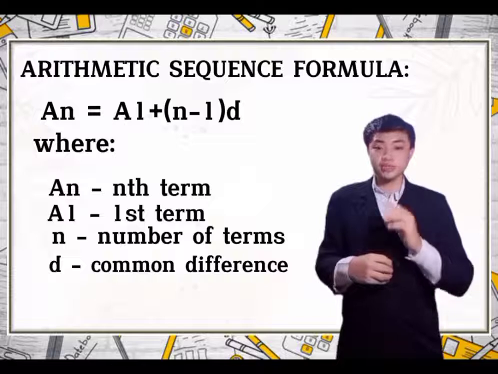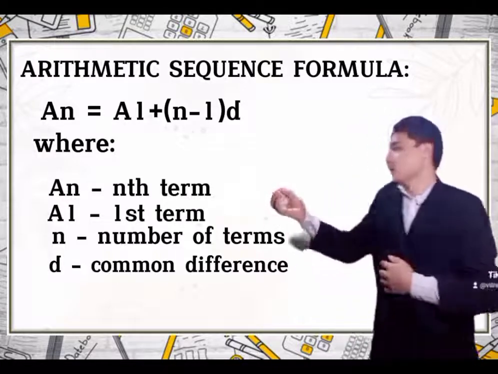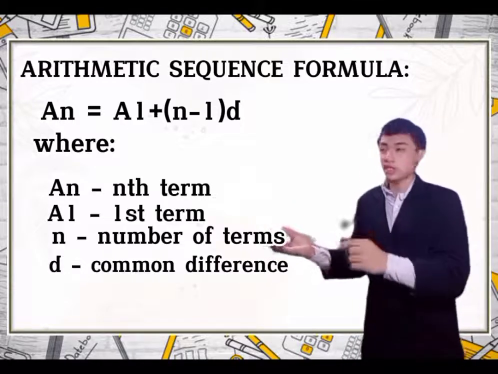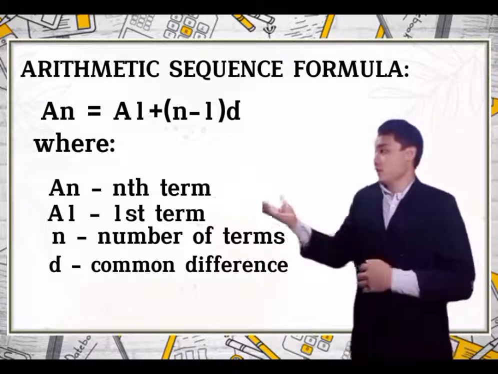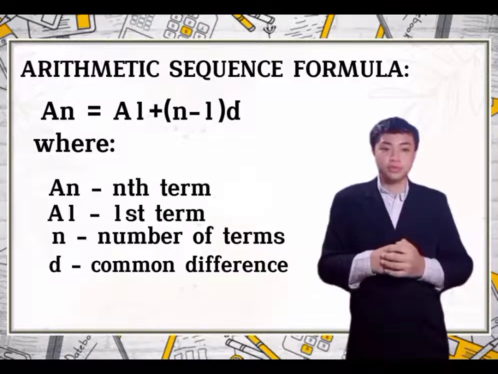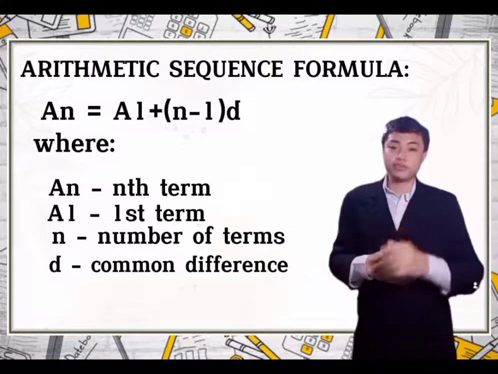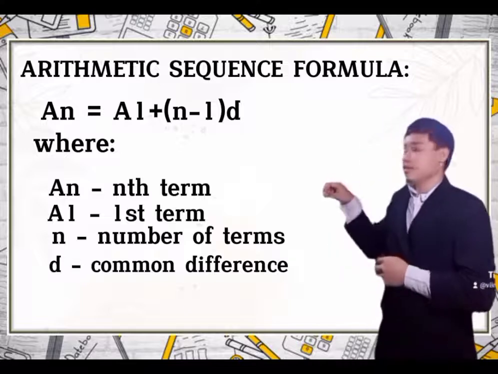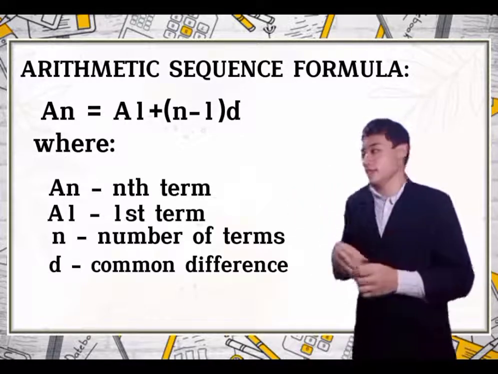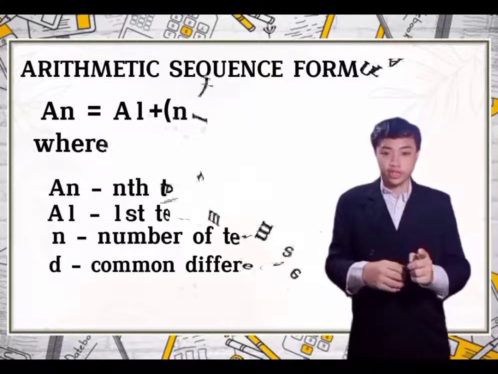Also, in solving arithmetic sequence problems, we have the formula a sub n equals a sub 1 plus n minus 1 times d, where a sub n is denoted as the last term or nth term, a sub 1 is denoted as the first term, n is denoted as the number of terms, and d is denoted as the common difference.